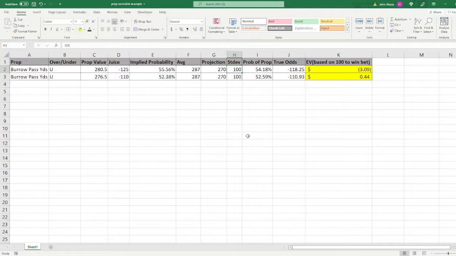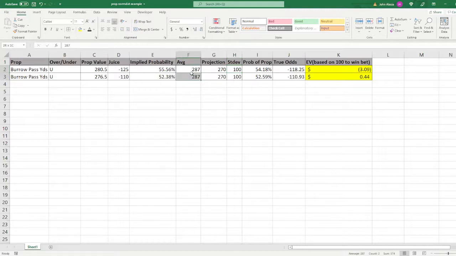So that means he's almost always within one standard deviation, somewhere between 187 and 387 with his average being 287. That's a pretty wide range, right? But that's the standard deviation for Burrow.